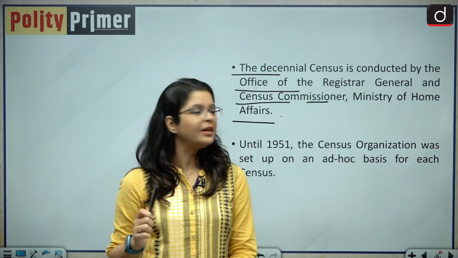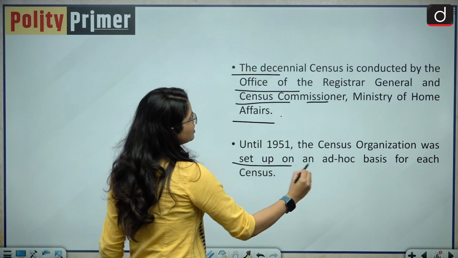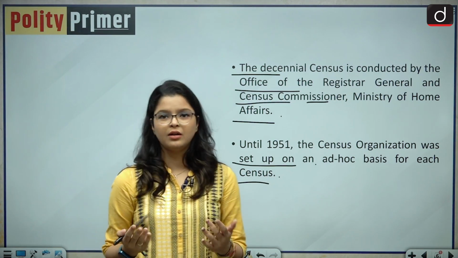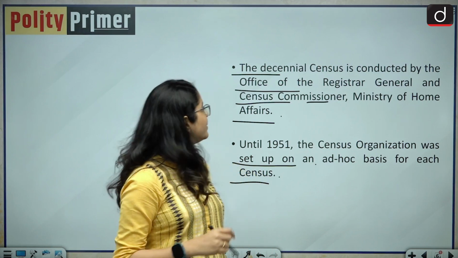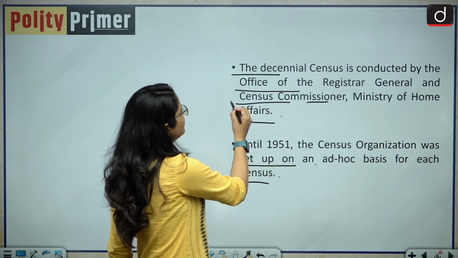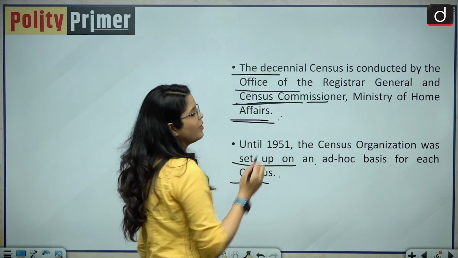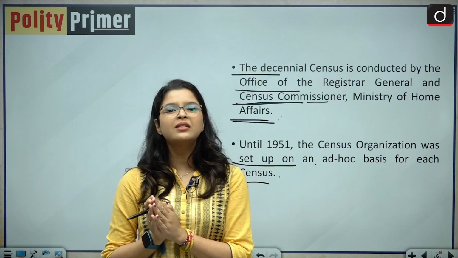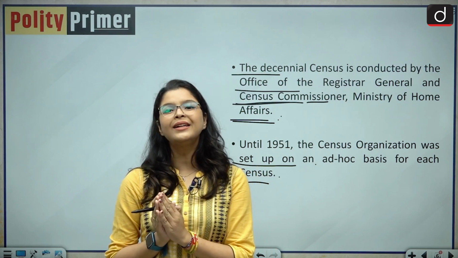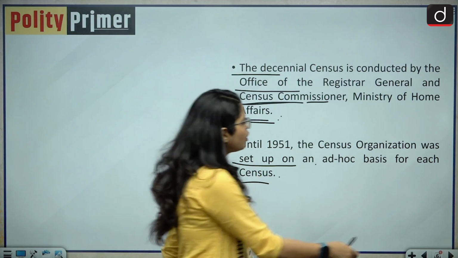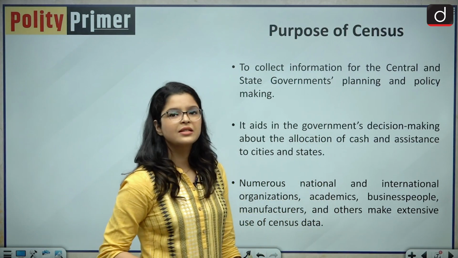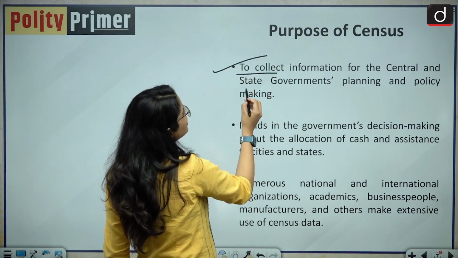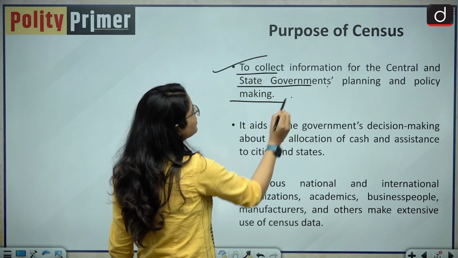Until 1951, the census organization was set up on an ad hoc basis for each census, but now it is a permanent organization known as the Office of the Registrar General and the Census Commissioner, Ministry of Home Affairs. So now all of these organizations are permanent in nature. Now let us understand the purpose behind conducting a census. The first purpose is to collect information for the central and state governments' planning and policy making.